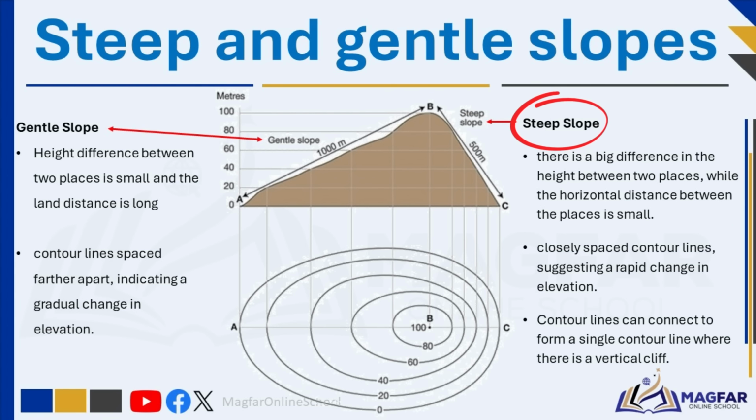A slope will have a steep gradient if there is a big difference in the height between two places, while the horizontal distance between the places is small, for example, a cliff. Steep slopes are characterized by closely spaced contour lines, suggesting a rapid change in elevation. The closer the contour lines are together, the steeper the slope.